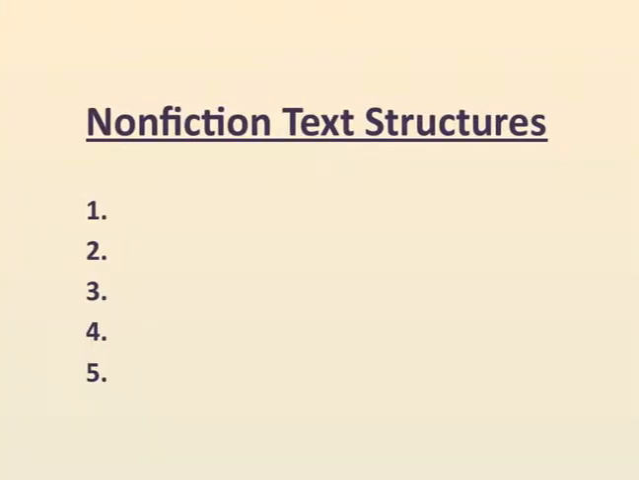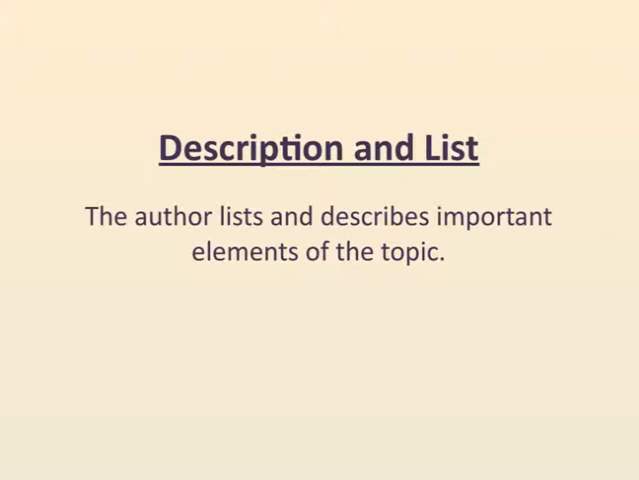There are 5 different kinds of nonfiction text structure, and by the end of the unit, you're going to be able to name them all. First, we're working with description and list. With this type of text structure, the author lists and describes important elements of the topic.